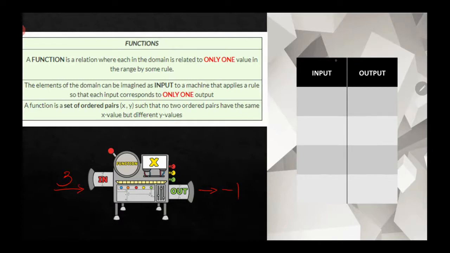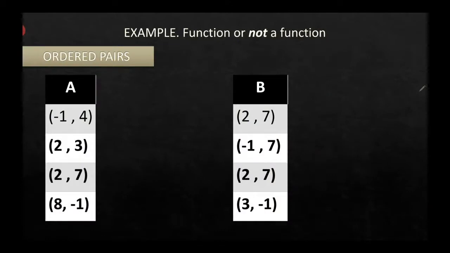So let's say I have here this graph. Let's say I have 3 and my output is negative 1. I have 2 and my output is, let's say, 4. I have 1 and my output is 0. And 0 and my output is, let's say, 5. Okay? So let's proceed. Now, let's solve this given situation. Is it a function or not a function? Let's observe the values of our ordered pairs, letter A. We have negative 1, comma 4; 2, comma 3; 2, comma 7; and 8, comma negative 1.